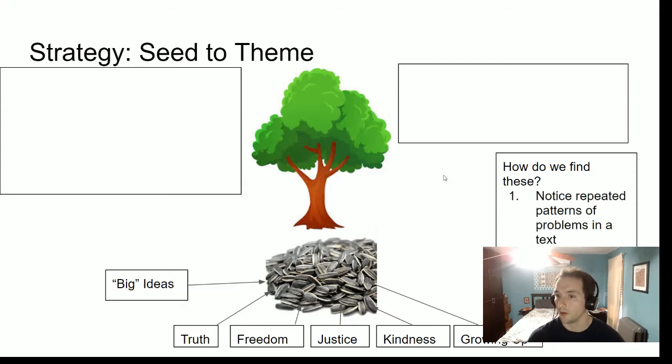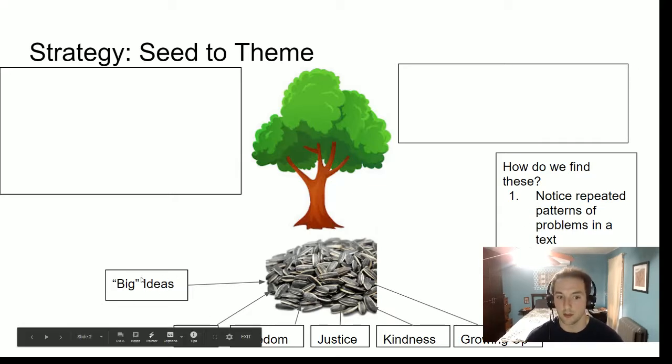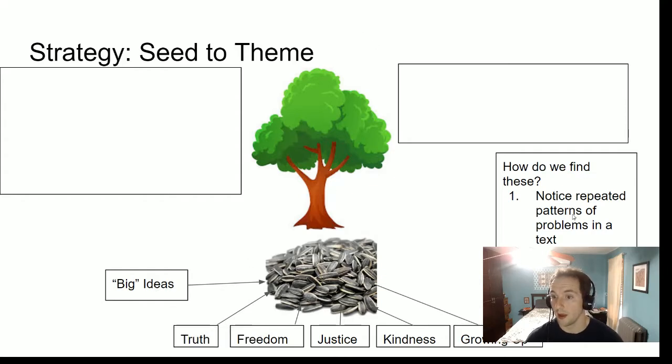Well, one thing to do is notice repeated patterns of problems in a text. Mentioning Hatchet before, we noticed that Brian consistently had to believe in himself or he was not going to survive. Over and over again in many, many different chapters, that idea of confidence came up, and so that was an idea that we could then grow into the theme. So, noticing patterns of problems that happen over and over again.